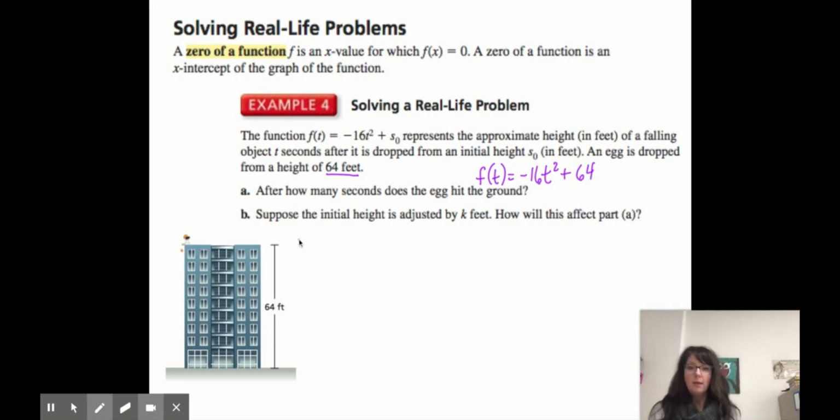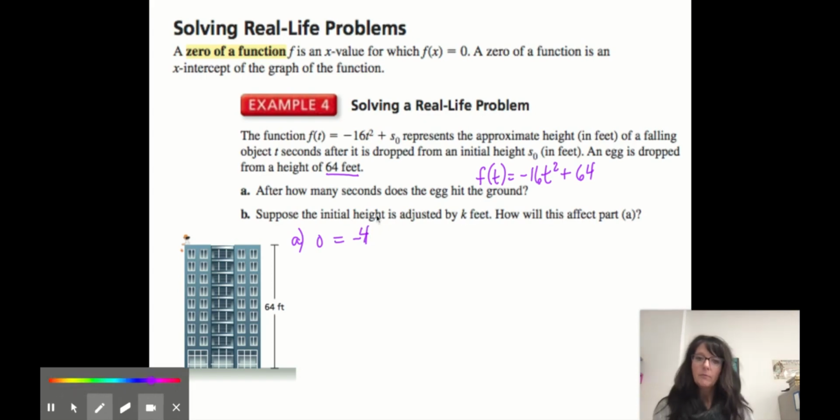When I'm solving for part A, I see f of x, so we'll have 0 is equal to, because we want to make the height 0, and we would factor out a negative 1. Well, we could factor out more than that, can't we? We could factor out a negative 4, actually. So if we factor out a negative 4, we're left with 4t squared minus 16. Okay, this is a difference of two squares.